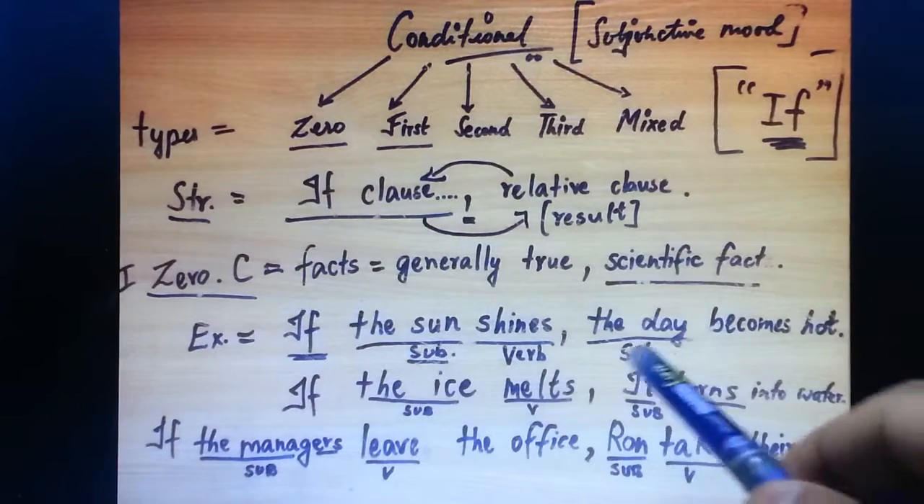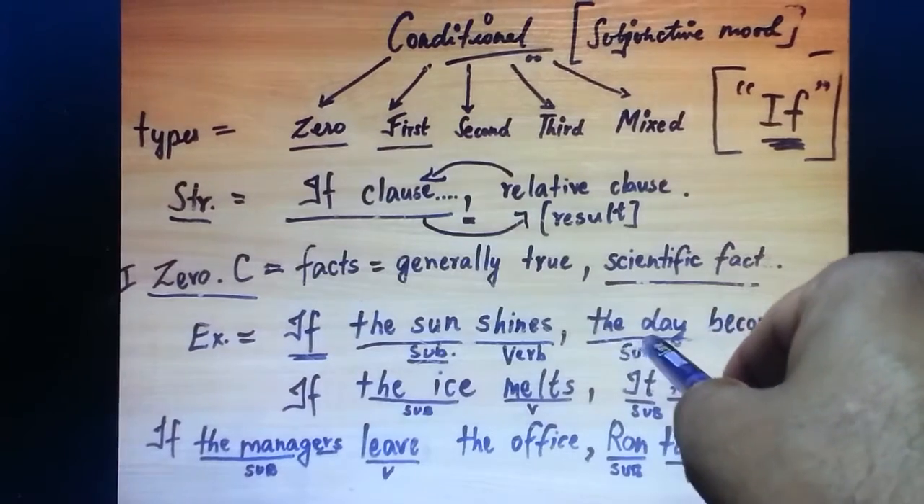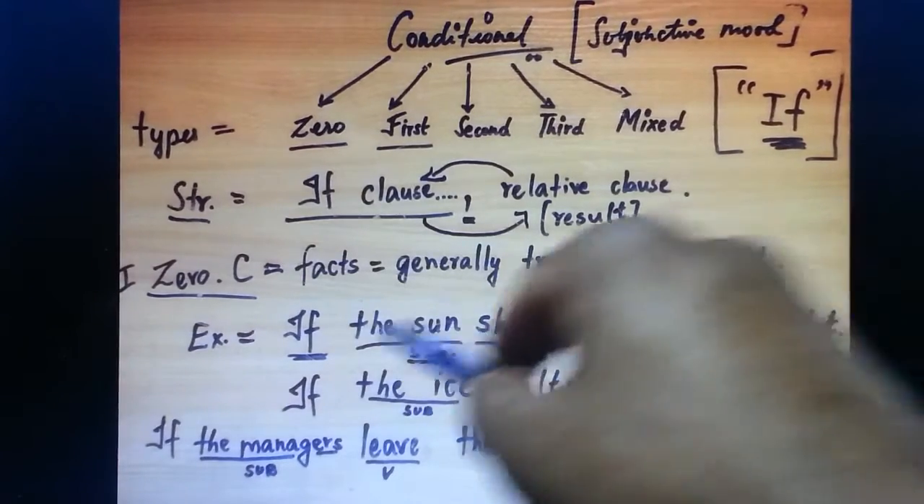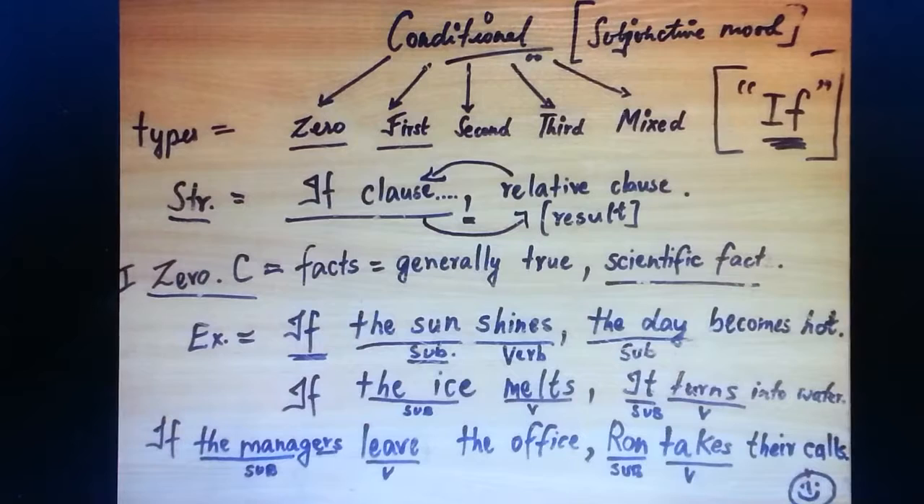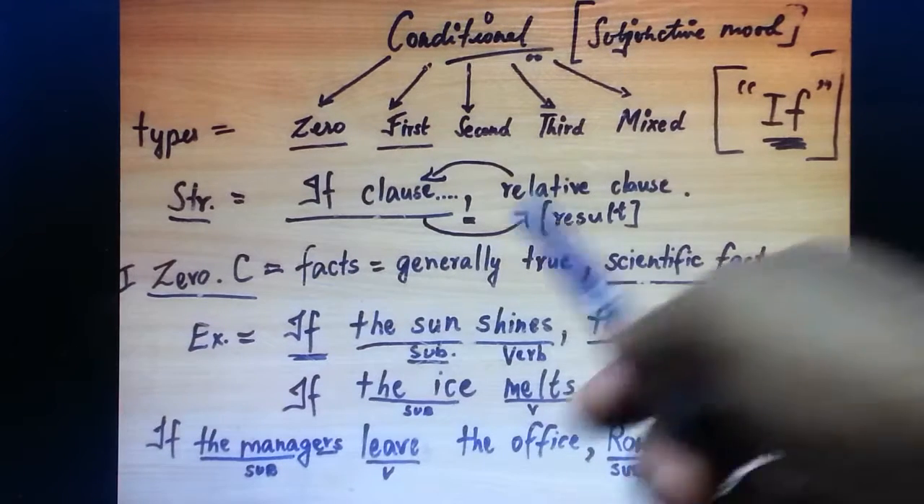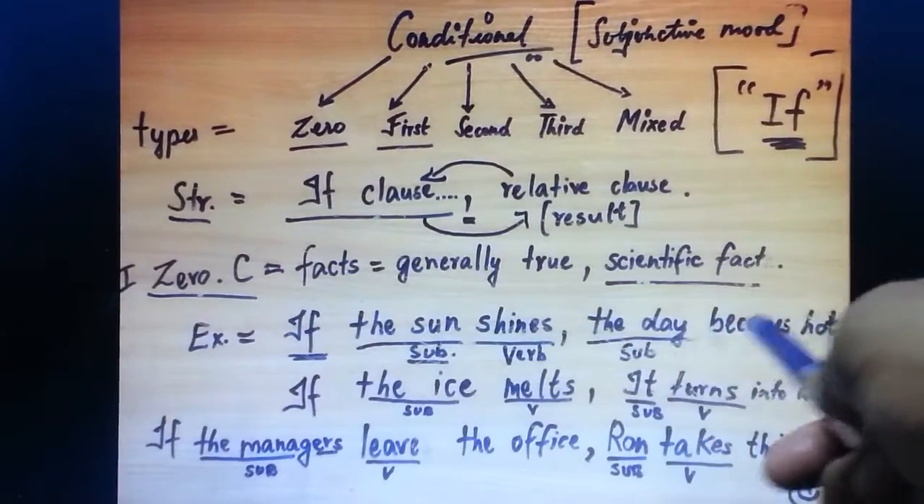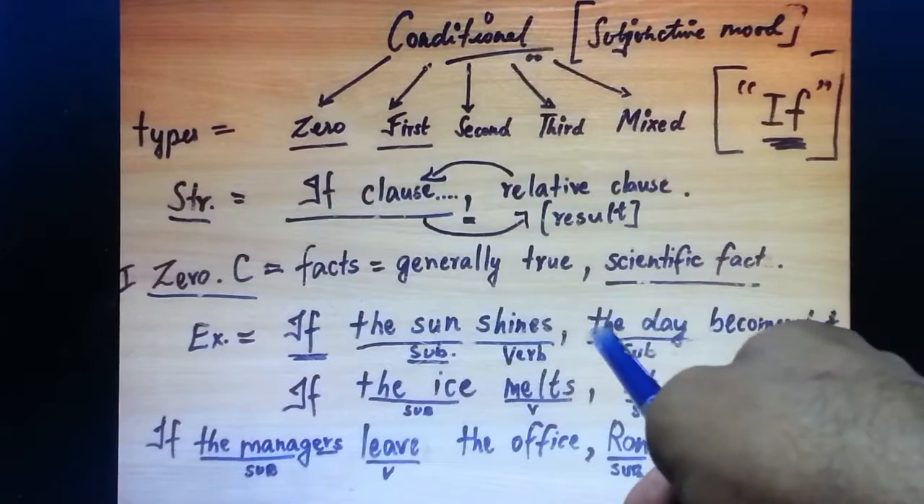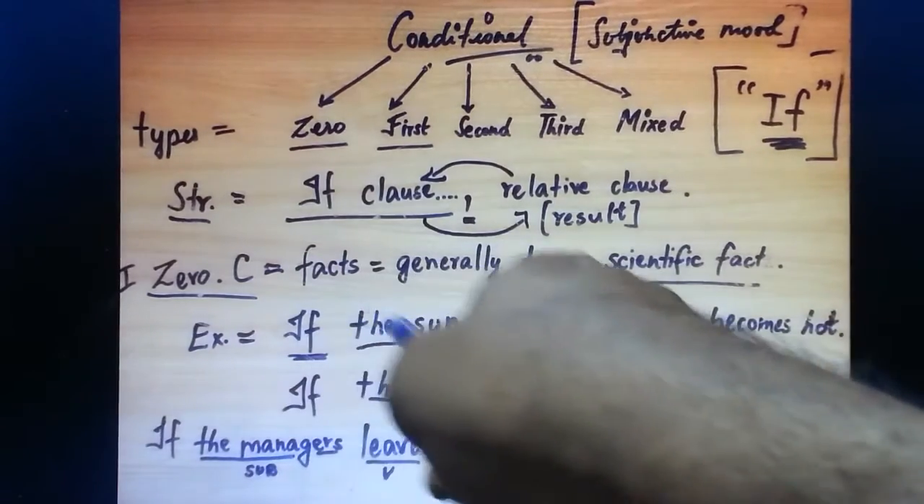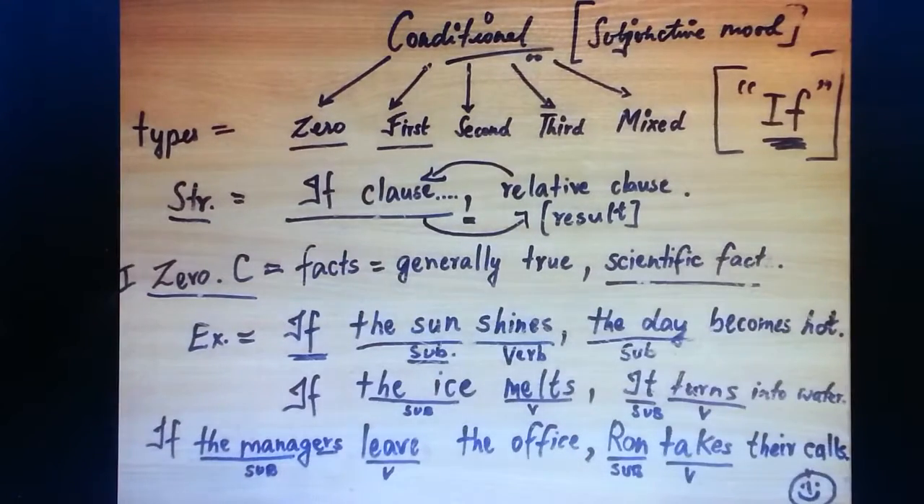So let's try. The day becomes hot if the sun shines. Now is that sentence correct or wrong? Absolutely correct. Yes, you can either say, if the sun shines, the day becomes hot, or you can say the day becomes hot if the sun shines. Both the sentences have the same meaning.